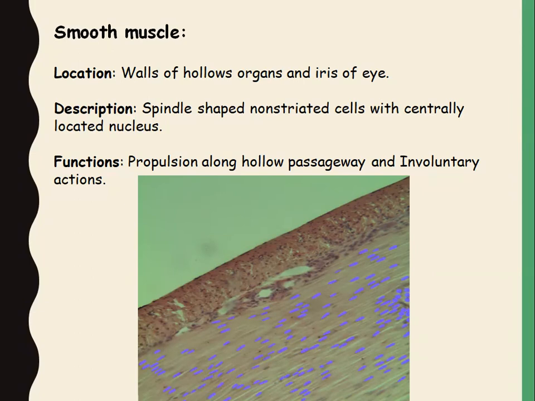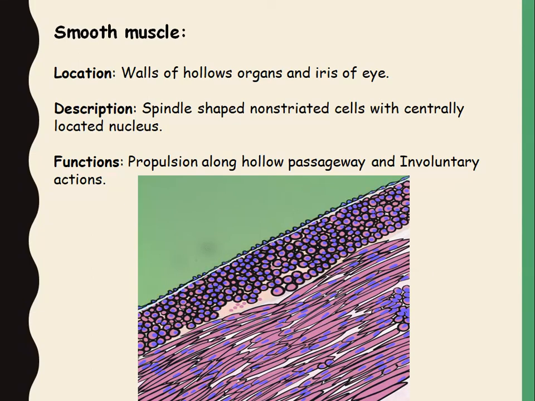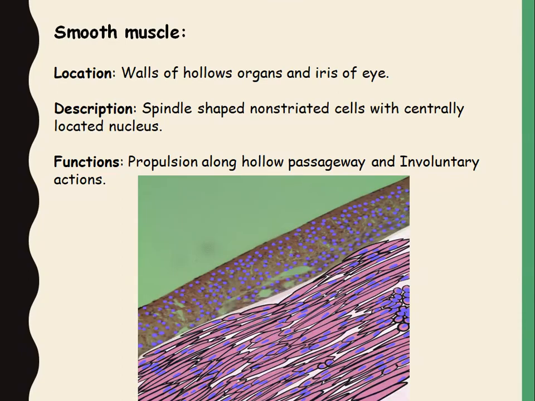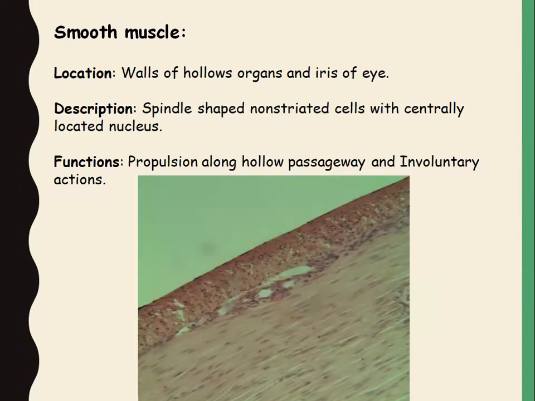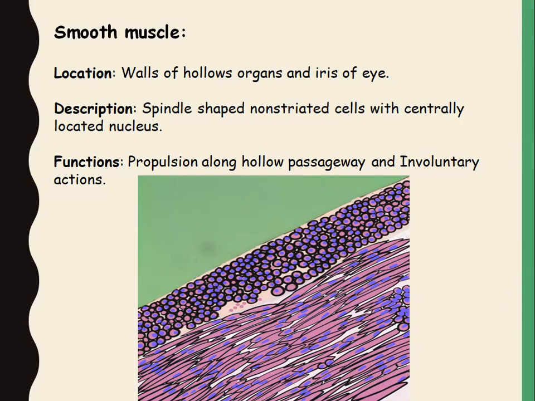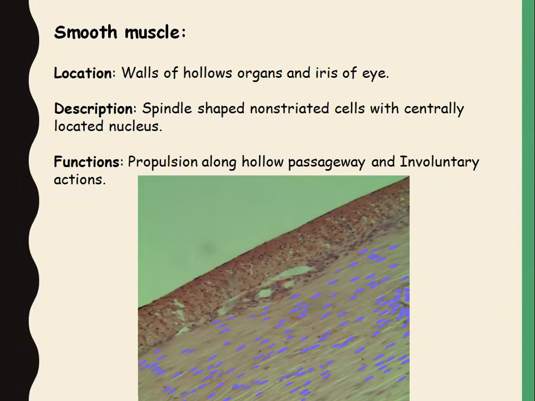Next one is smooth muscle. Location is walls of the hollow organs and iris of eye. Description: spindle shaped, non-striated cells with centrally located nucleus. Function is propulsion along hollow passageway and involuntary actions.